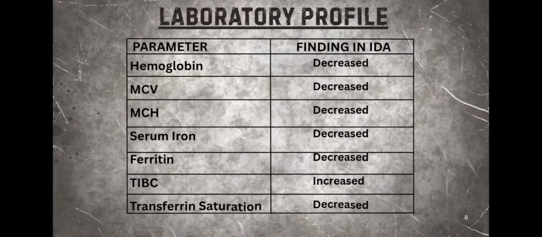When it comes to the laboratory profile, hemoglobin is decreased, MCV decreased, MCH decreased, serum iron decreased, ferritin also decreased, transferrin saturation also decreased, but TIBC is increased, because total iron binding capacity is increased as the body tries to compensate for the low iron availability.